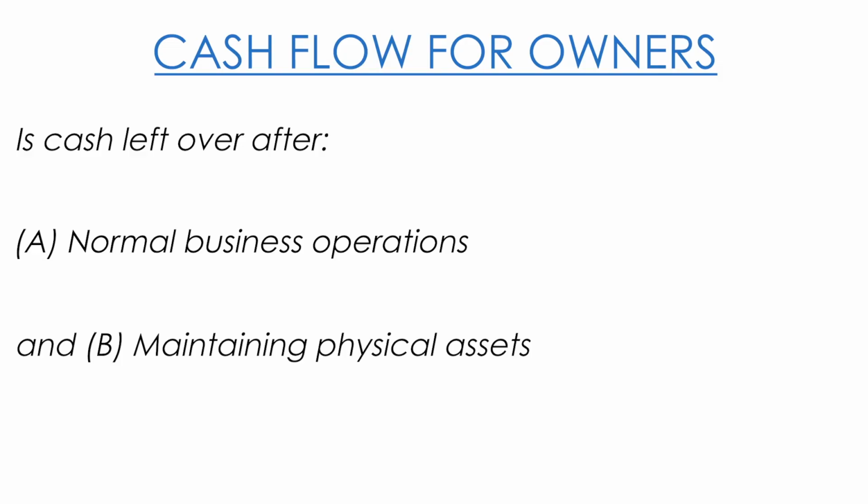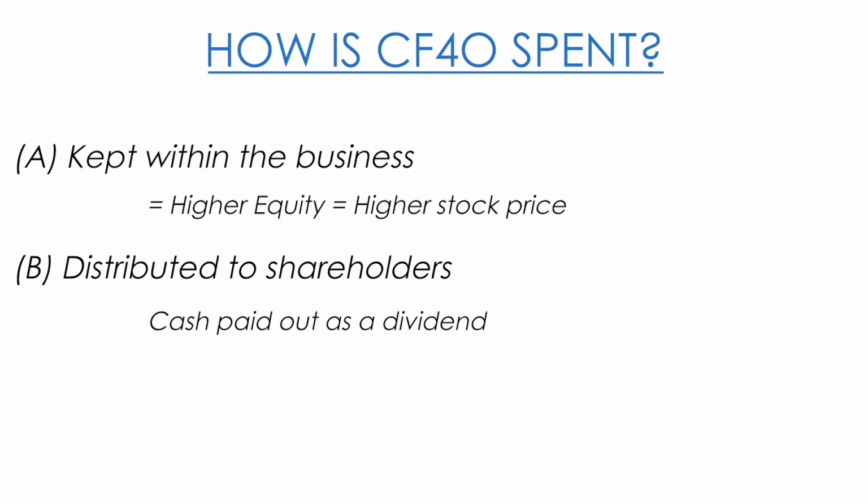So that cash flow for owners figure, remember, it's excess cash after normal operations and after maintaining the assets of the business. Then some of that money might be kept in the business to pay down debts or to invest in the growth of the business. That will increase equity and drive a higher stock price over the long term. And then some of that cash figure may be paid out as a dividend, which will of course be delivered to you directly. So that cash flow for owners figure shows us a combination of what you should earn from the share price going up and the dividends that the business pays.